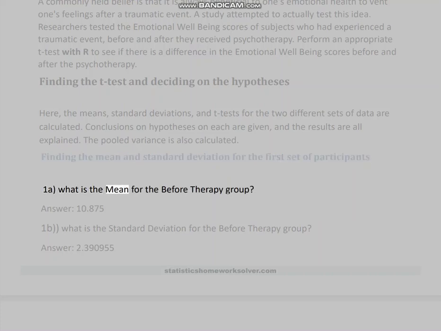1a. What is the mean for the before therapy group? Answer: 10.875. 1b. What is the standard deviation for the before therapy group? Answer: 2.390955.